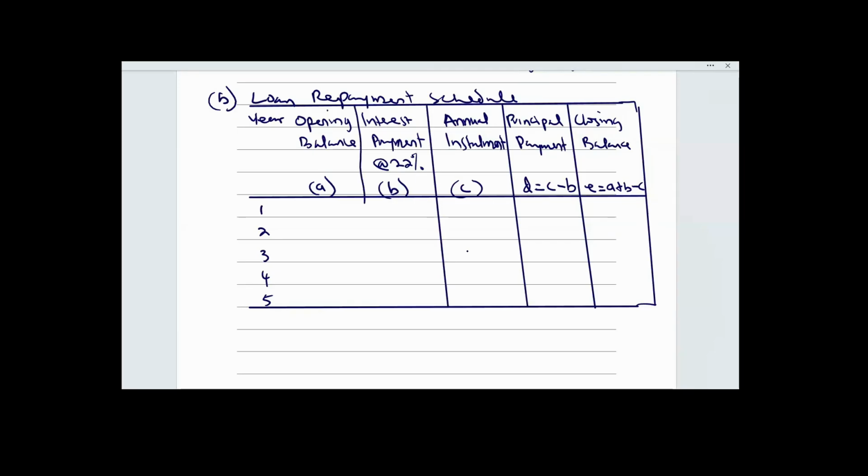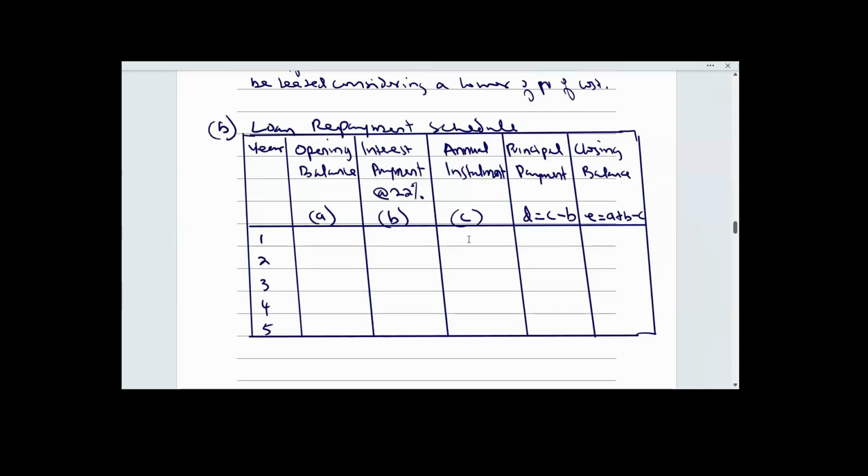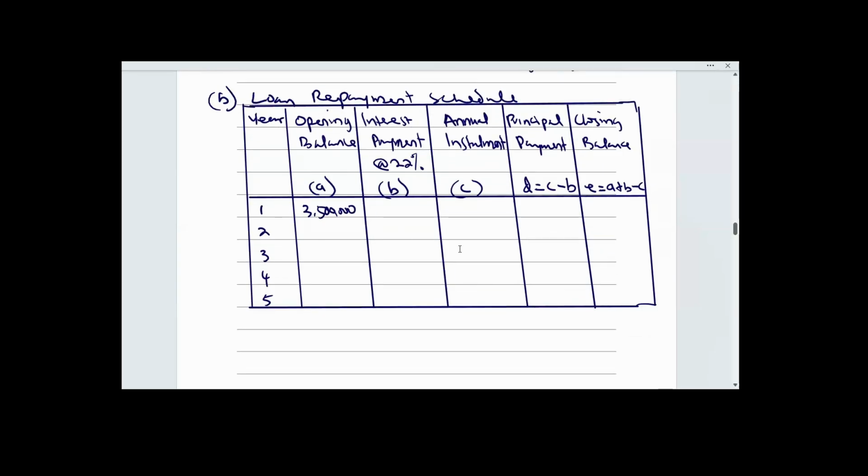The interest, opening balance, column for year. Okay, so now the opening balance is 3.5 million naira. Here will be 3.5 million. Now, the interest you are going to pay on the 3.5 million is at 22%. So 0.22 multiplied by 3.5 million, 770,000. 770,000 is the interest in the first year.